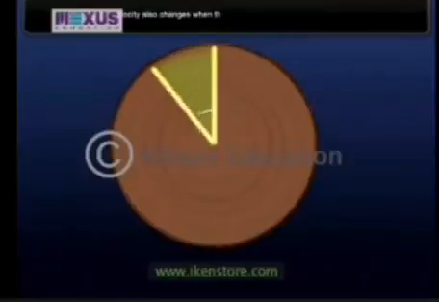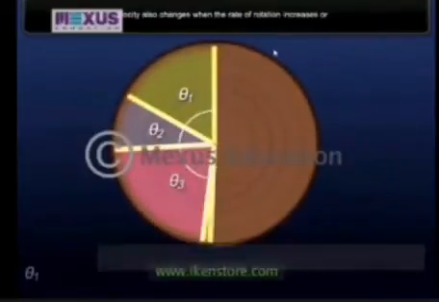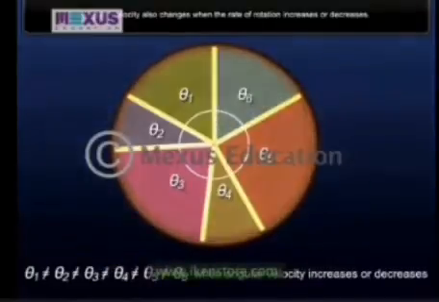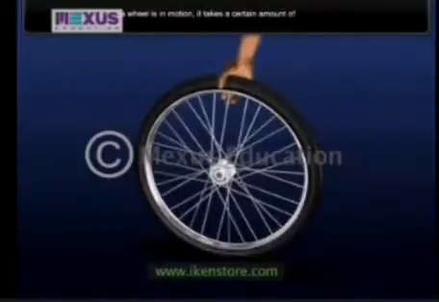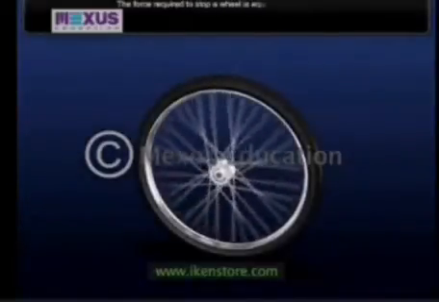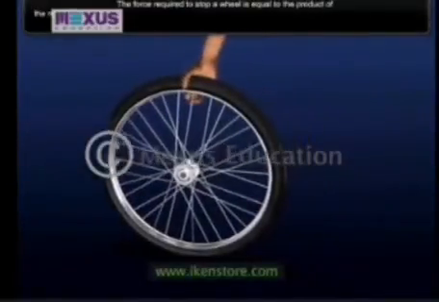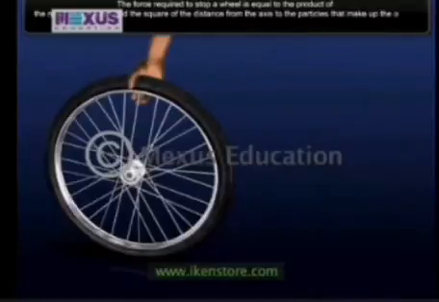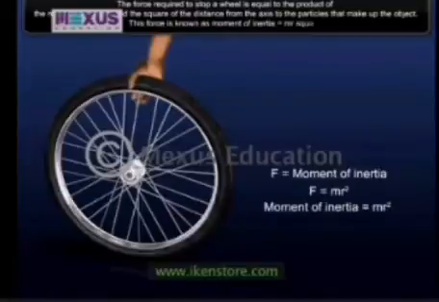Angular velocity also changes when the rate of rotation increases or decreases. Once a wheel is in motion, it takes a certain amount of force to stop it. The force required to stop a wheel is equal to the product of the mass of an object and the square of the distance from the axis to the particles that make up the object. This is known as the moment of inertia, equal to mr squared.